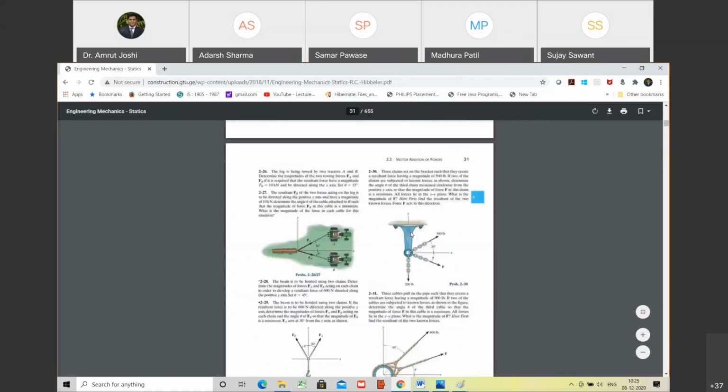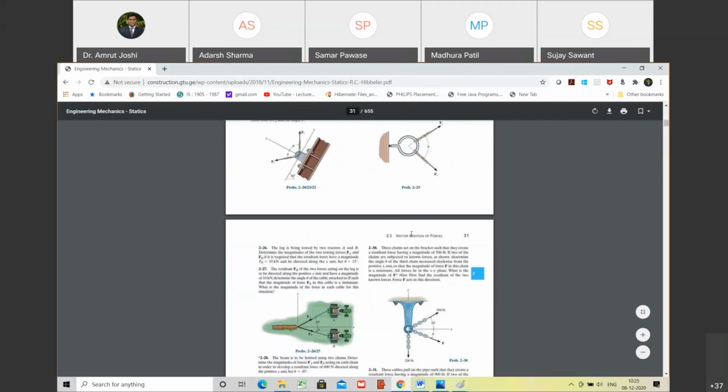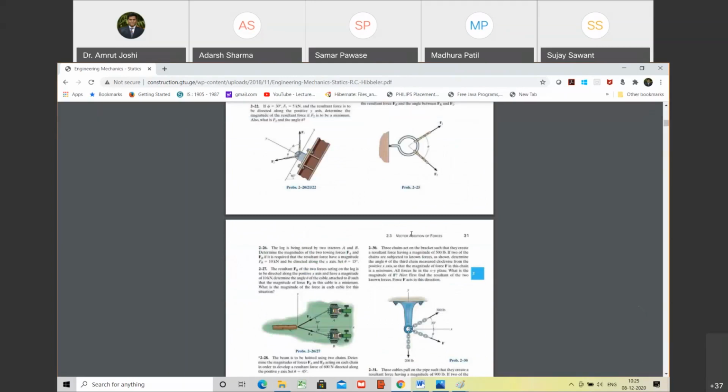And then we will go to finding out the resultant. It is exactly the reverse process of resolution. So then we will define what is resultant. Then we will go to something called Lami's theorem. Then we will go to something called Varignon's theorem. So resultant and Varignon's theorem is coming up next.